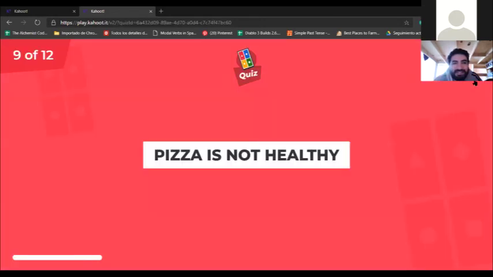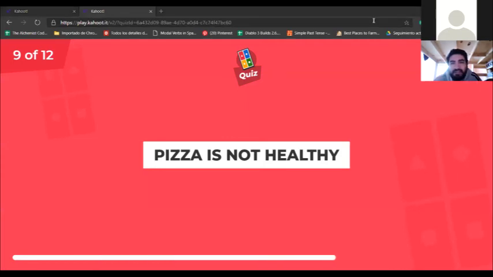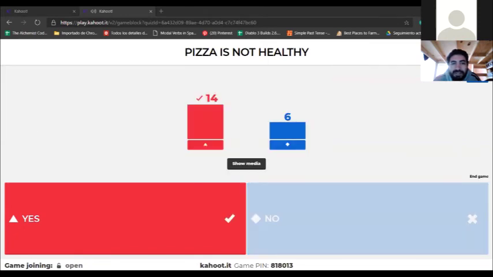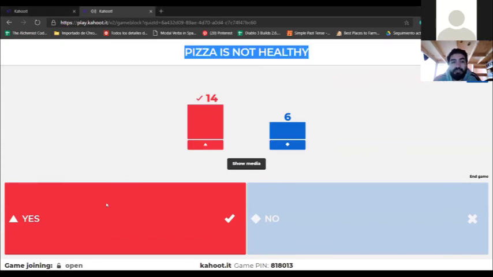Number 9. Pizza is not healthy. That is true or false? Eso es verdad, ¿sí o no? La pizza no es saludable. Dime si sí o si no. Yes, excellent. Porque aquí dice la pizza no es saludable. Entonces eso es verdadero. Sí, sí al statement.